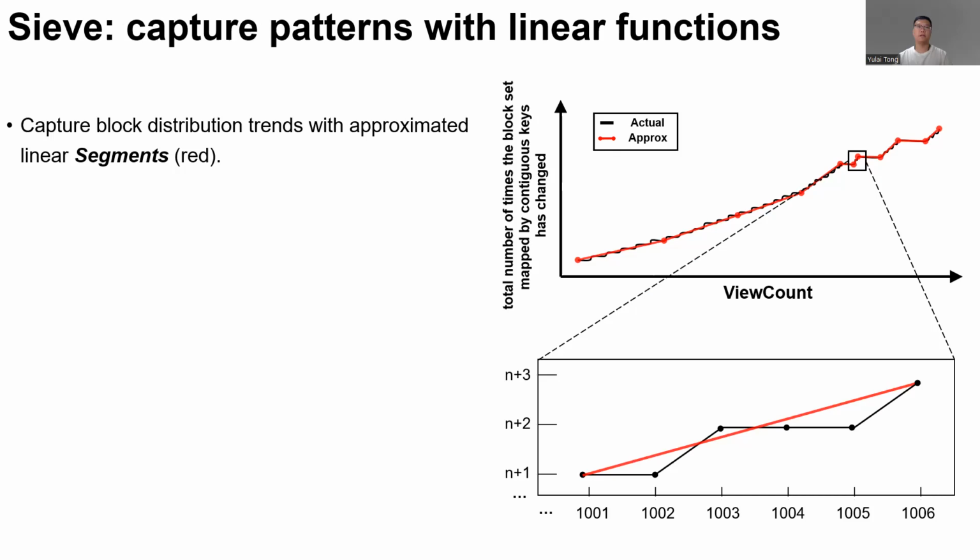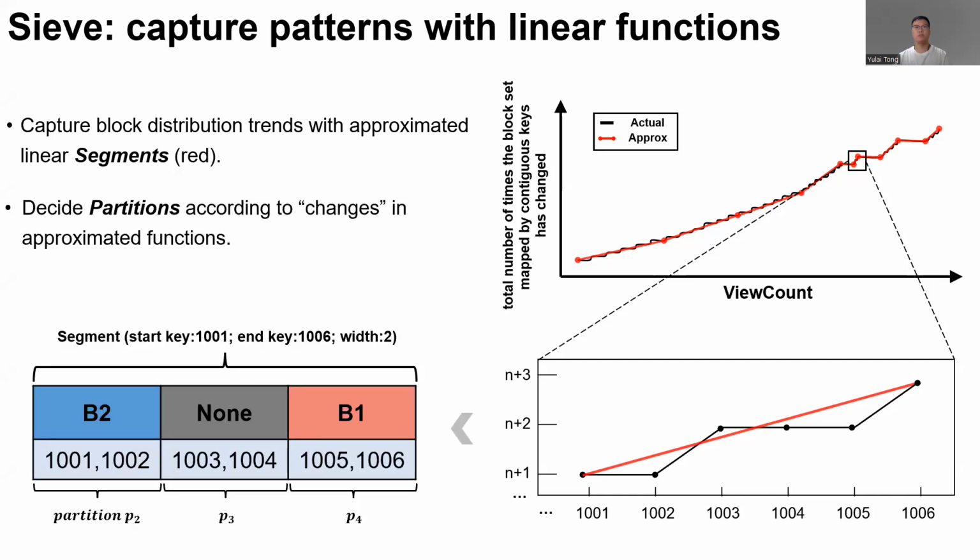More specifically, we approximate the CDF model with piecewise linear functions, and the key space is divided into several segments. There are two benefits of this fitting process. First, the trends of block distribution can be captured by these approximated functions, and the linearity of a function implies that its key space is exactly a segment that can be divided into equal-sized partitions with fewer false positives.